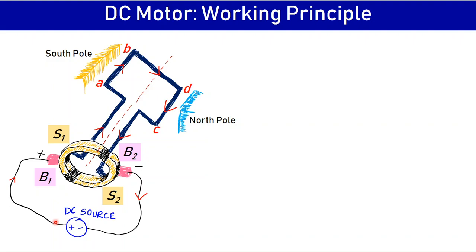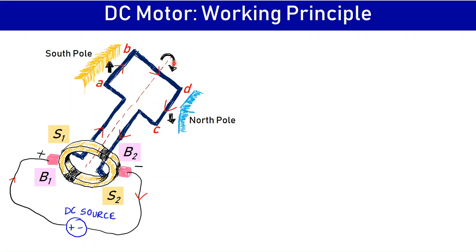So this is the higher potential terminal. The current enters brush B1, then to segment S1, then it goes to the conductor AB, flows in a direction from A to B, and in the conductor CD, which is under the north pole, it flows from D to C, then it comes to the segment S2, then to brush B2 and back to the DC source. So in this case, we know the direction of the two forces and the resulting torque, which is clockwise in nature.